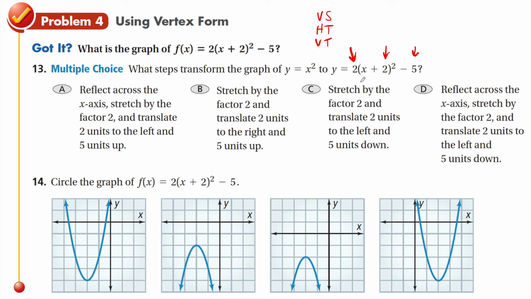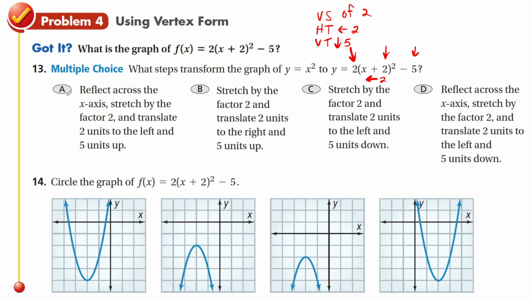So taking a look at that vertical stretch, we're multiplying by 2, so it's going to be a vertical stretch of 2. That horizontal translation is adding 2, so we're going to be going to the left 2. So I'll put left 2. And then the minus 5 on the outside means that we're going to be going down 5. So vertical translation down 5.